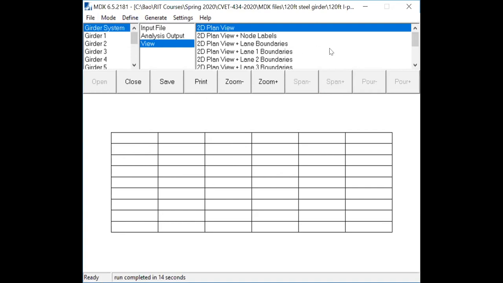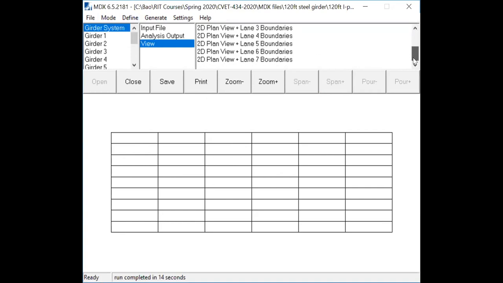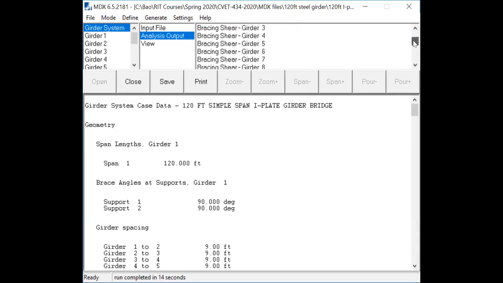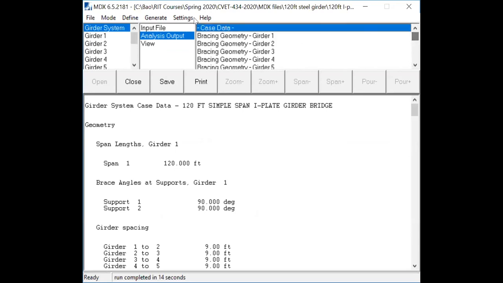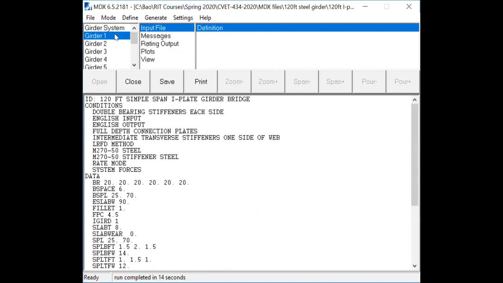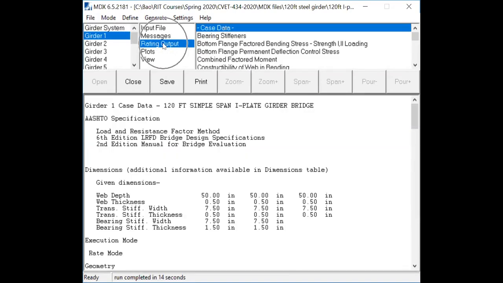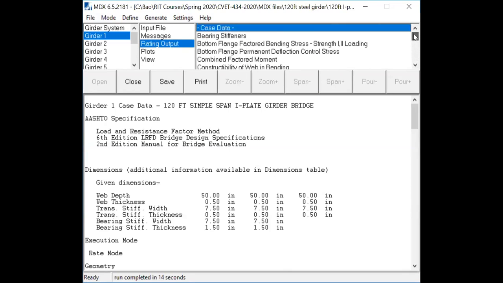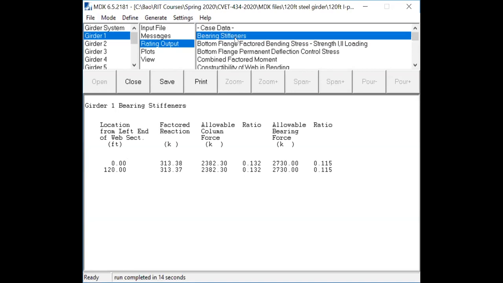And what we will do is we would like to take a look at each girder line. So I will do girder one. I will check each girder, and for girder one, I want to take a look at the rating output, to make sure my design is good. For the rating output, there are a lot of options that you can see, okay.